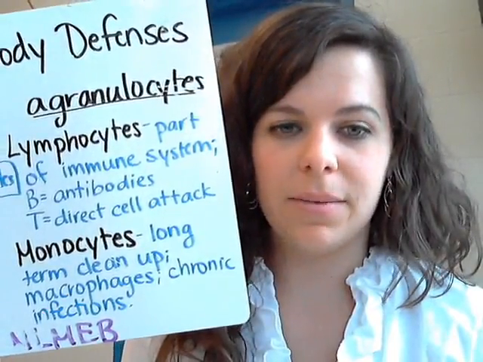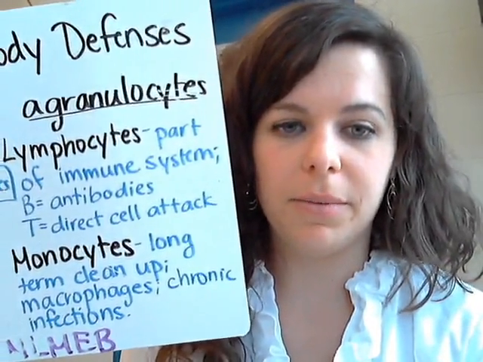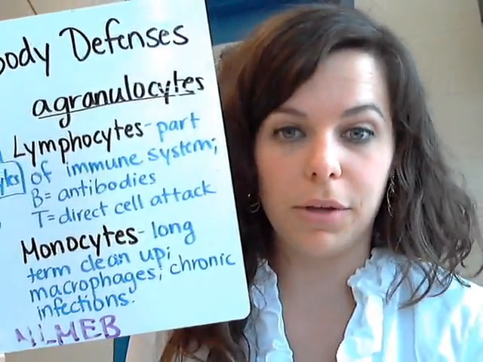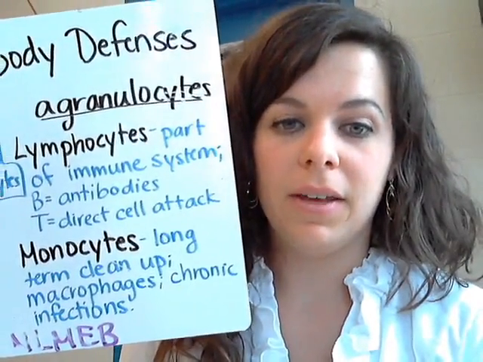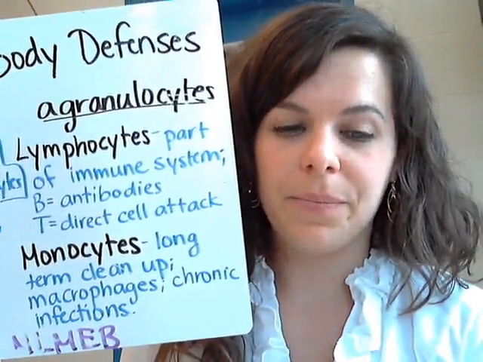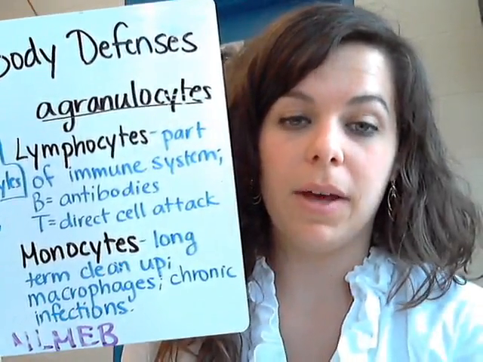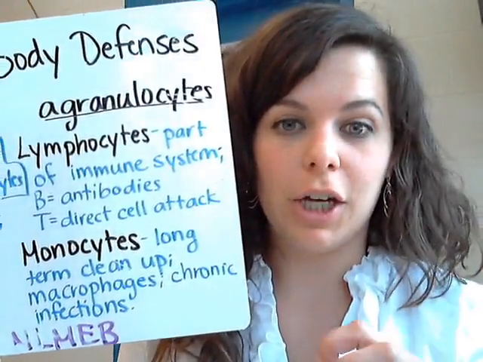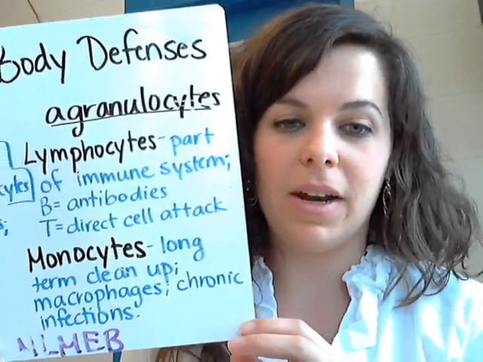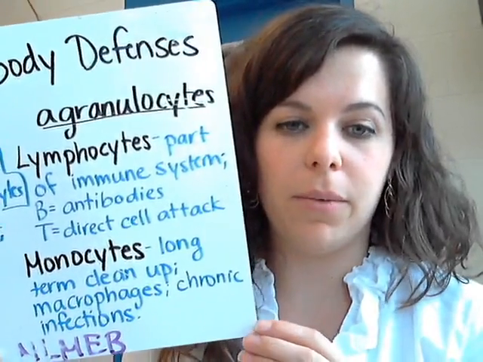And then lastly is monocytes, which are involved in long-term cleanup, like chronic infections, like tuberculosis. There's a lot of them during those times. And they are macrophages, so they will ingest very large invaders, and they're actually the biggest of all of the white blood cells.